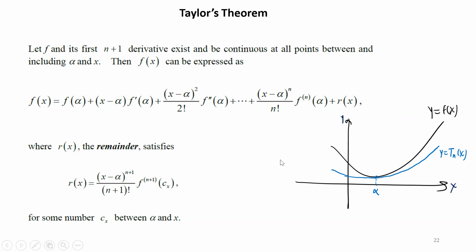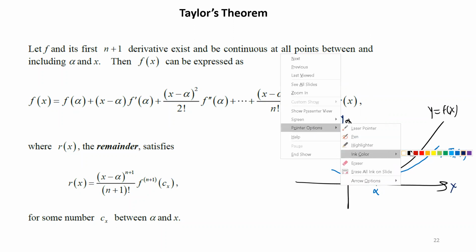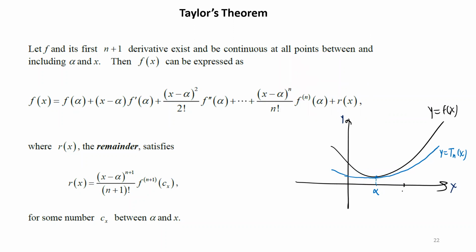Now if you consider some other value on the x-axis, some value x over here, the difference between this nth order Taylor polynomial and the actual function is given by this vertical distance, which is represented by this R of x. It is something that we want to know how big it is.